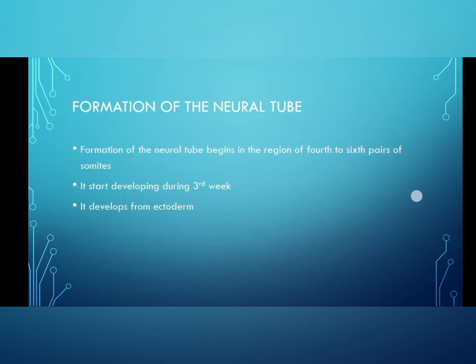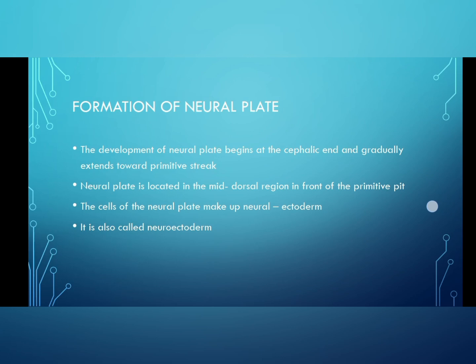Formation of the neural tube. Formation of the neural tube begins in the region of the fourth to sixth pair of somites. It starts developing during the third week. It develops from ectoderm. Formation of neural plate.